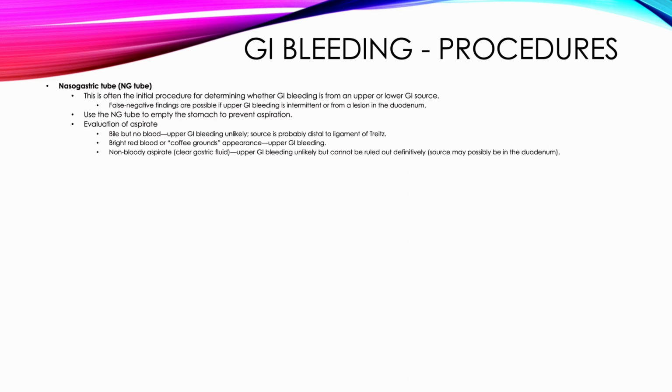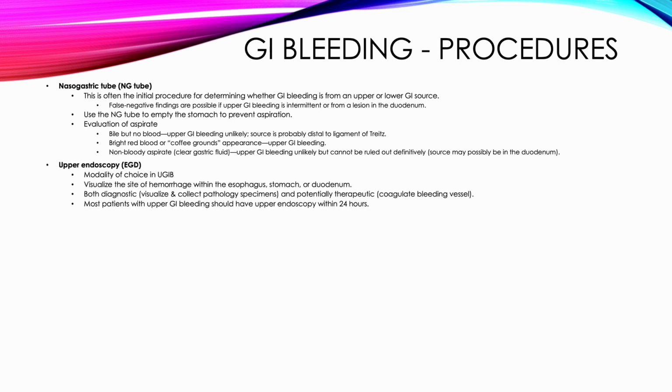So other things, kind of procedures associated with GI bleeding. So NG tubes, we've talked about those before. These procedures are usually done initially. They help determine whether a GI bleed is in fact coming from an upper GI source. And we also use it to help empty the stomach so that the blood is not coming up and the patient's aspirating. We can also use it to clear out the upper GI tract if a patient is going to go for an endoscopy to help have a better view.